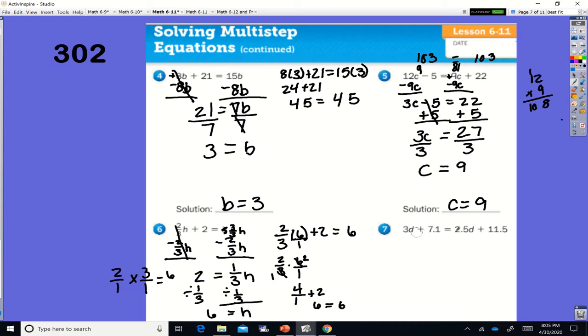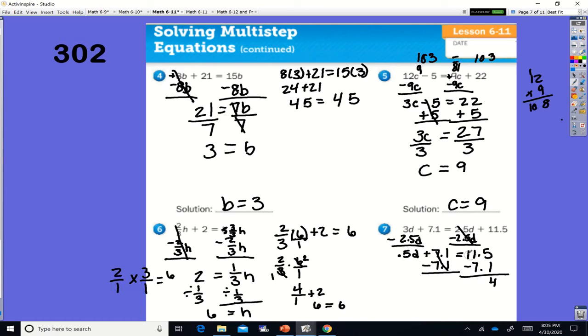Number 7, same thing. No distributive property. Combine like terms. Well, the terms are already combined here and already combined here because we have nothing else. Get the variable to one side. So I'm going to do minus 2.5d to keep my numbers positive. So that gives me 0.5d plus 7.1 equals 11.5. Then we have to get our number on the opposite side of the variable, so I'm going to subtract 7.1.